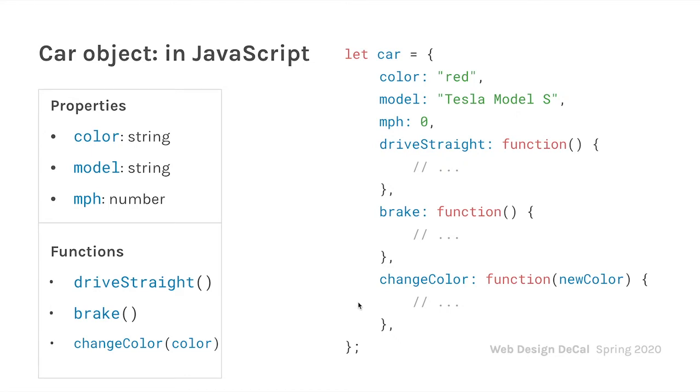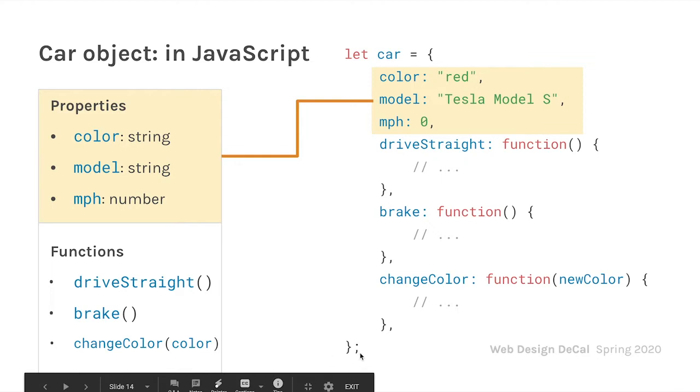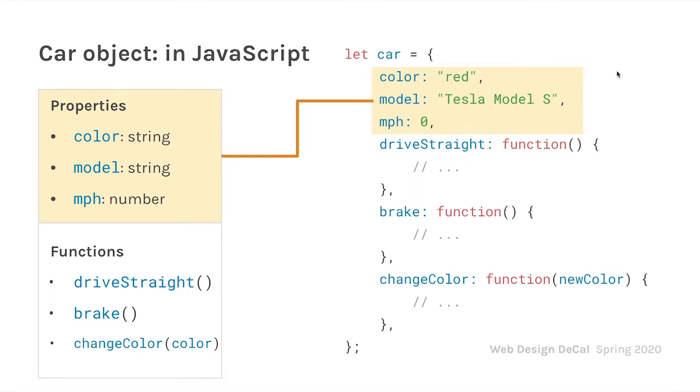Okay, so now we have our list of properties and functions, and now we're actually going to write this out in JavaScript. We start out with saying let car equals, because we're going to store this object in a variable called car. And then we have an opening curly brace and a closing curly brace with a semicolon at the end. This whole thing is called an object literal, if you guys want to look into the more technical aspects.